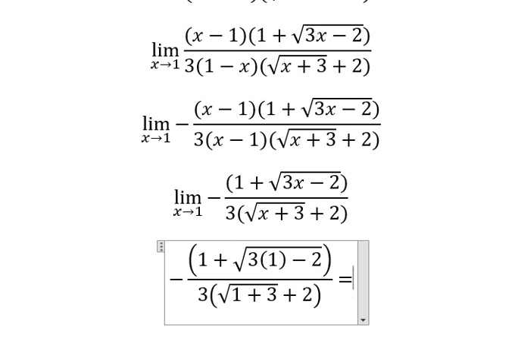And now we have the final answer. So we have negative number 1 over 6.